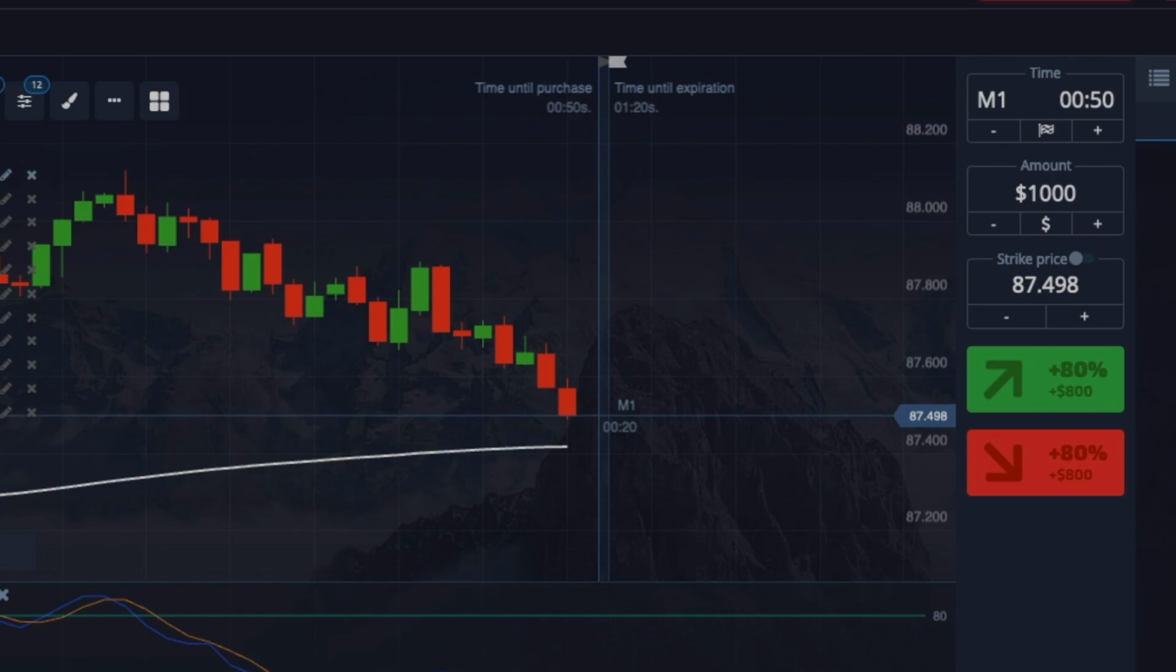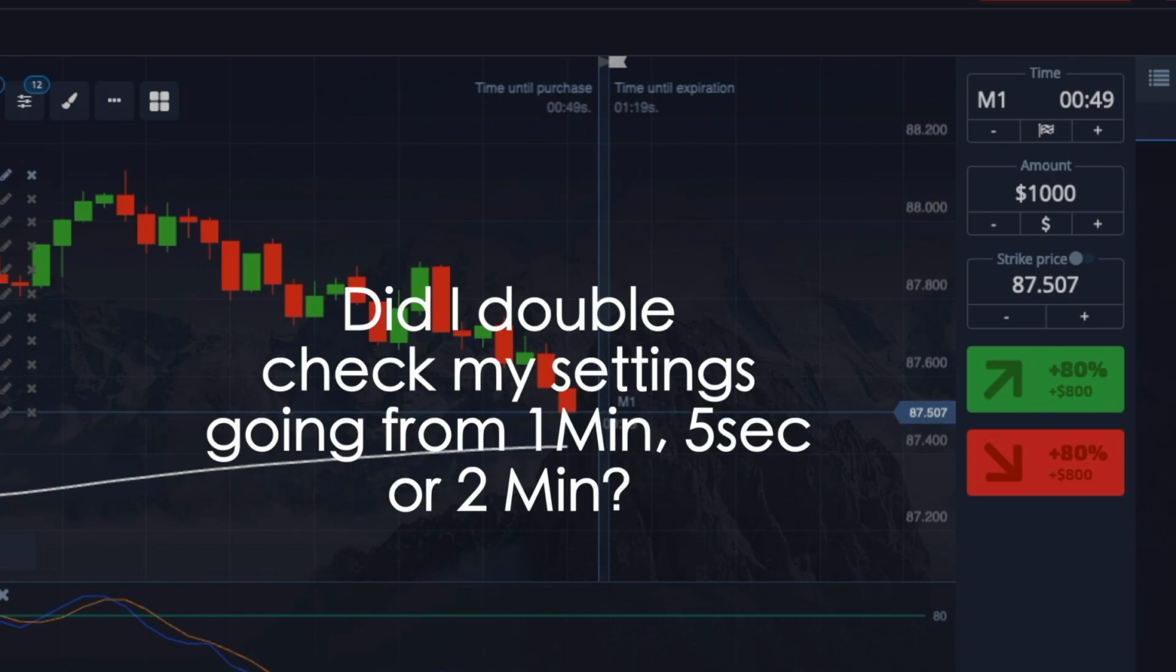Settings. Make sure you're on the correct settings. I'm hearing from a lot of people, you might be going back and forth with the 5 second, 1 minute, 2 minute. That's fine. But it creates a little bit more of a chaotic trading session for you. But if you can maintain it, that's great. But don't switch back to 1 minute when you're still on 5 seconds. Make sure your pairs match if you're going to be doing the 5 second strategy.